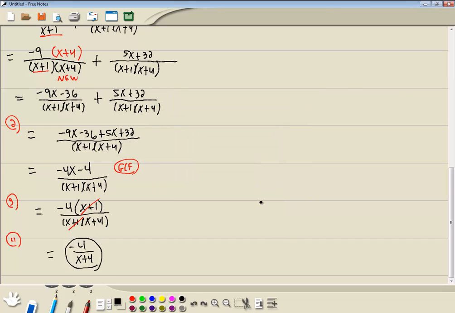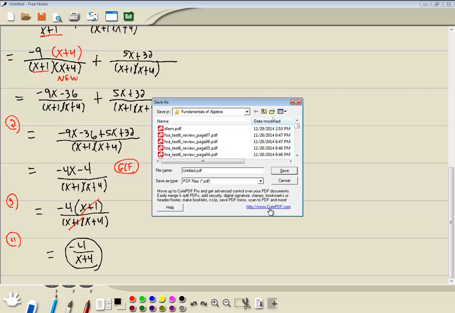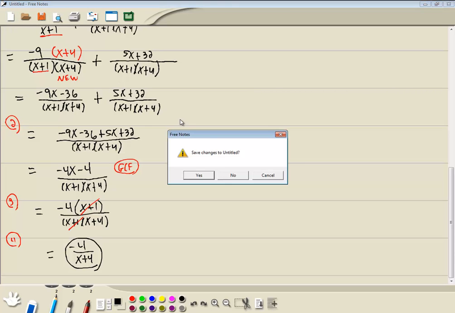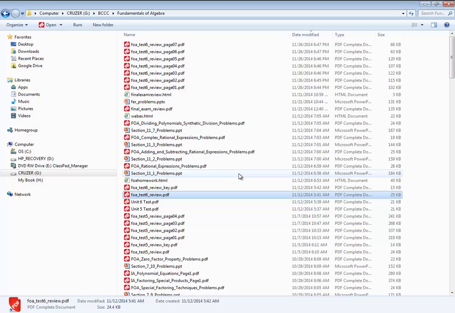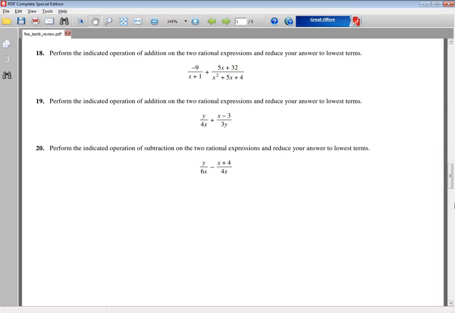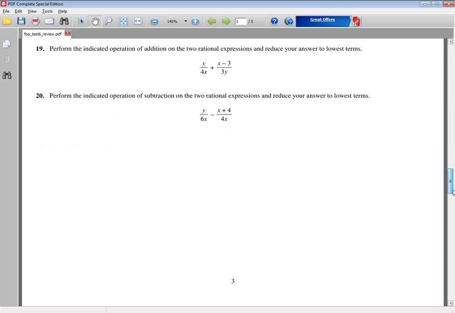Let me save this page. There we go. And take a look at the next problem. Number 19.